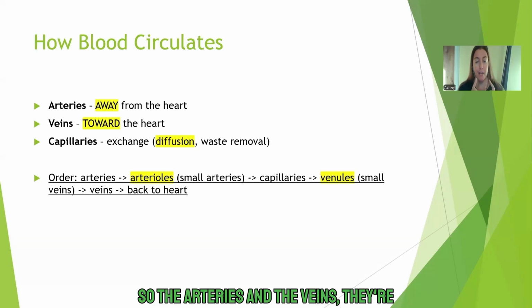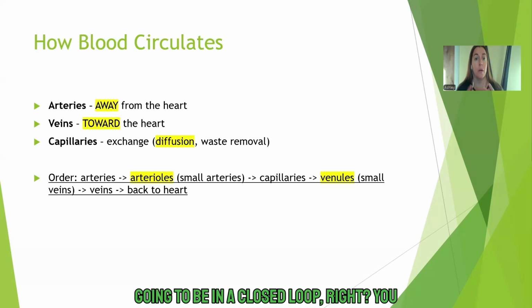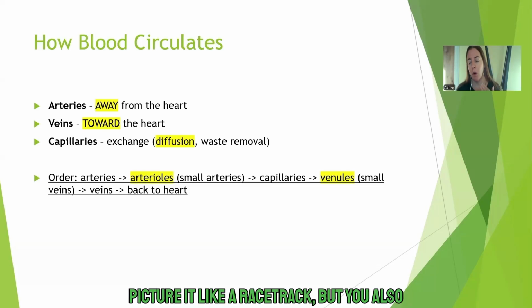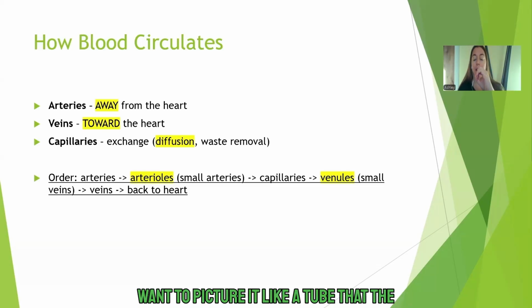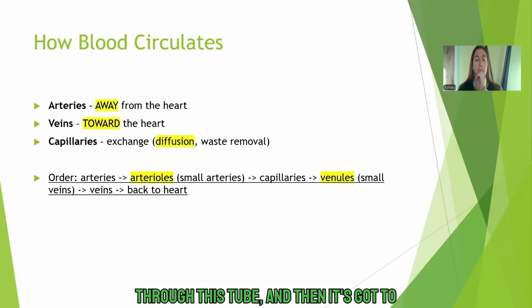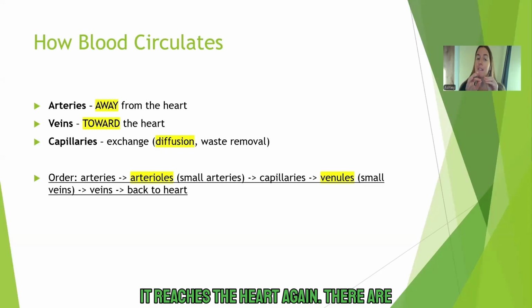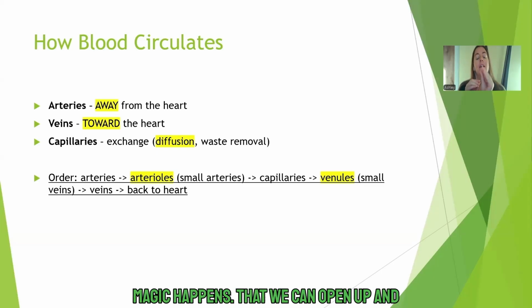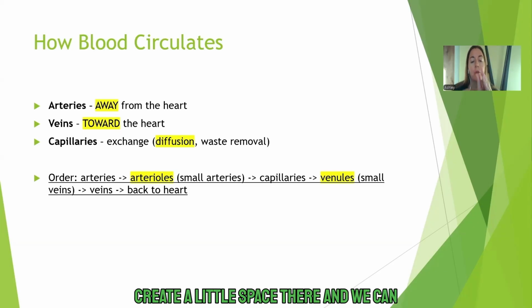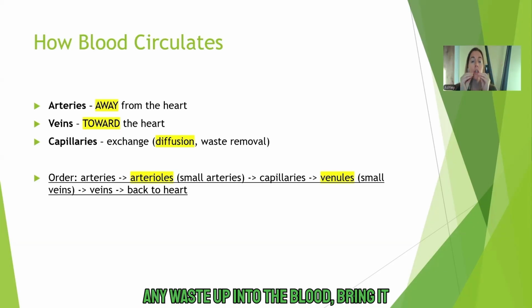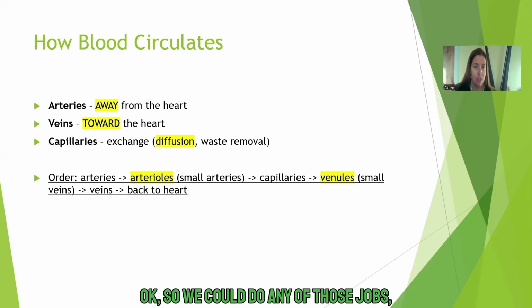So the arteries and the veins are going to be in a closed loop, right? You picture it like a racetrack, but you also want to picture it like a tube. The blood is going to come from the heart through this tube, and then it's got to just keep coming back in this tube until it reaches the heart again. There are these little places where this kind of magic happens that we can open up and create a little space, and we can puff oxygen into the body. We can suck any waste up into the blood, bring it back, and then flush it out of the body.